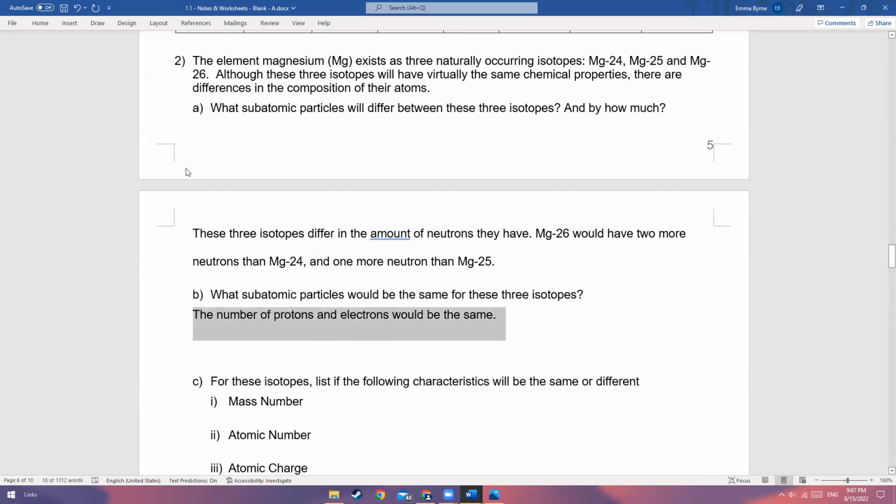So if you'll remember, when we start to add and subtract electrons, that's when we're talking about ions instead of isotopes. It's very easy to get them confused because they both start with an I.